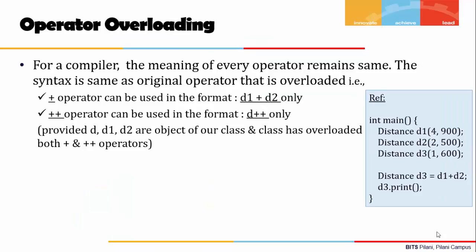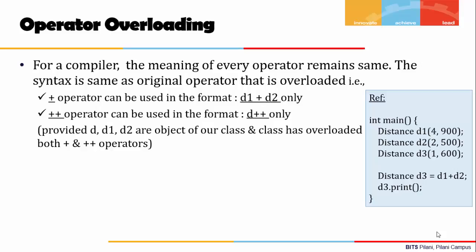Now some more key points in operator overloading. The number of operands to a function is fixed. For example, a binary operator takes two operands, a unary operator takes only one operand, and this cannot be changed. The same is true for precedence of operators. For example, multiplication will be called before addition. The syntax is the same as the original operator that is overloaded. So plus can be used only in the format d1 plus d2. Plus plus can be used only in the format d plus plus.